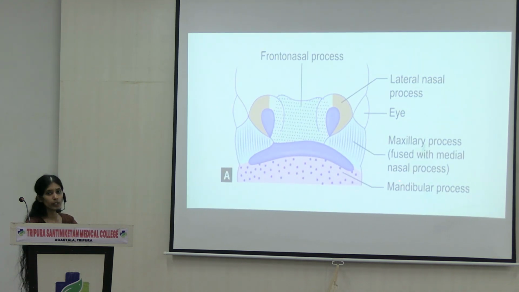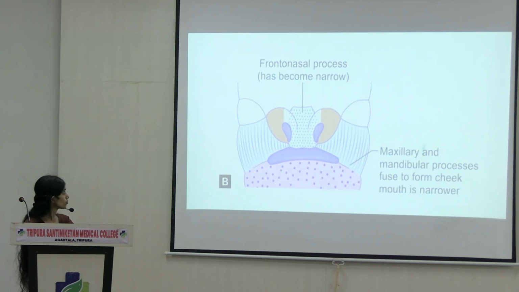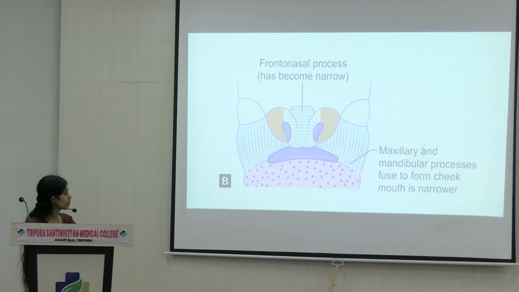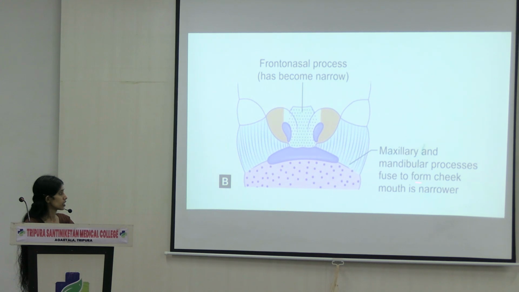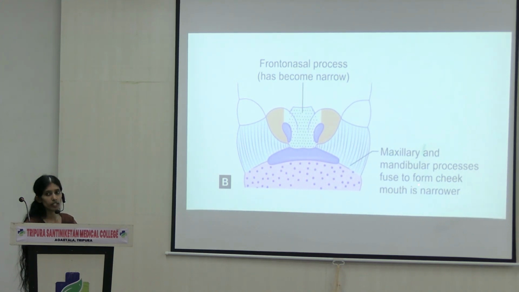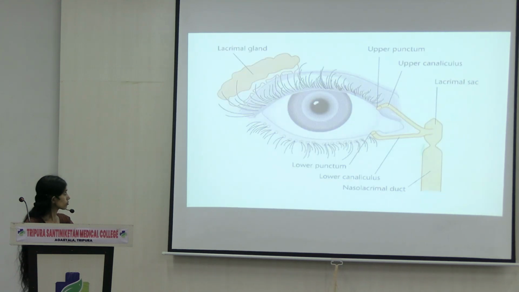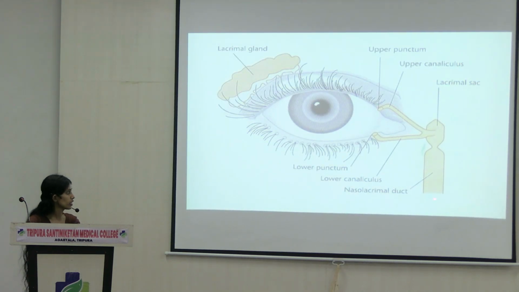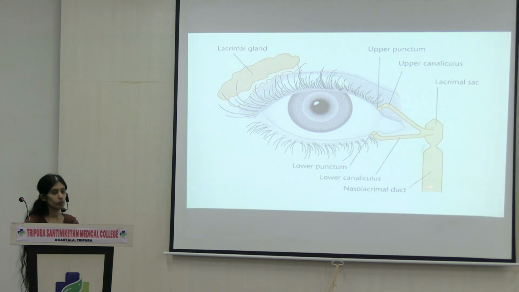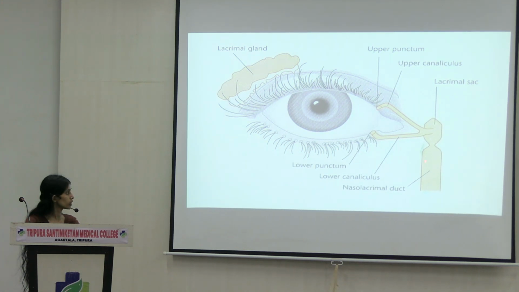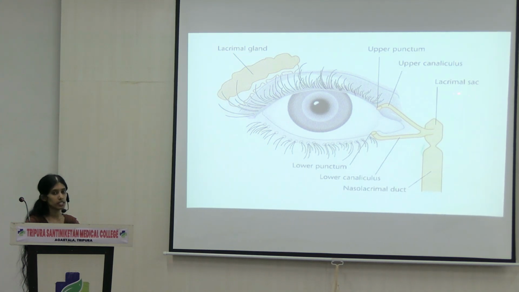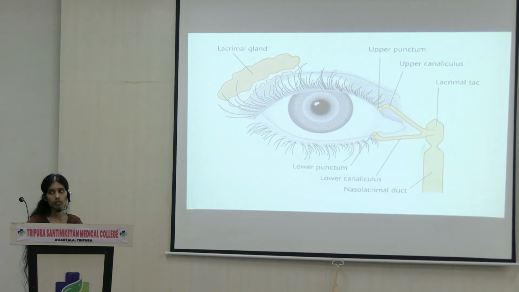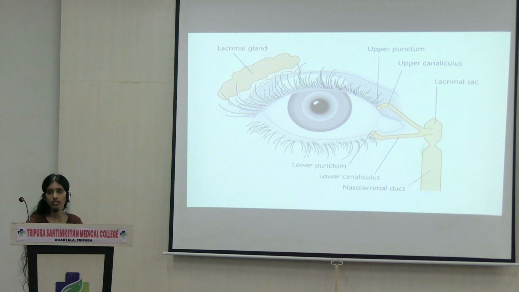And at last we have the mandibular process. Okay. So here we can see the maxillary and mandibular processes fuse with each other to form the cheek region, so that the mouth part is going to become smaller. Here, see this. This is your nasolacrimal duct, that is formed by the canalization of your naso-optic furrow region. And from the nasolacrimal duct, the cranial most part is called the lacrimal sac. Okay. Any doubts? Any doubts in this?